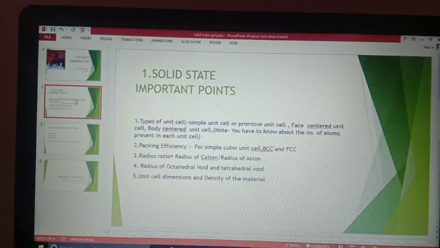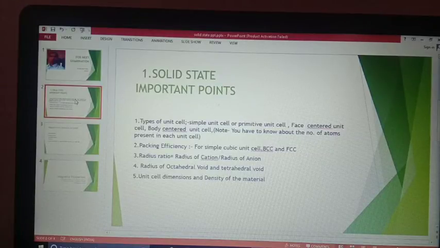One thing, the packing efficiency for CCP, meaning cubic close packed, is 74%, and also for HCP, hexagonal close packed structure, the packing efficiency is 74%. So you should recall the percentages of packing efficiency for the different types of unit cell.